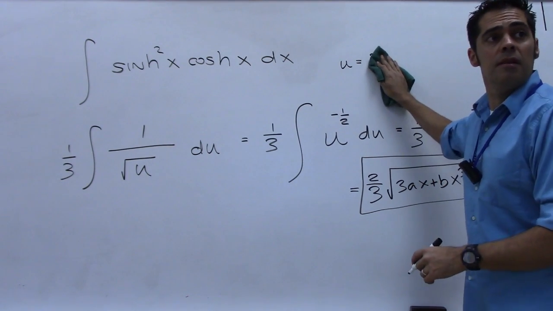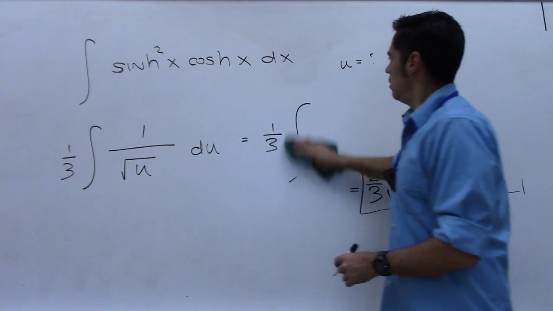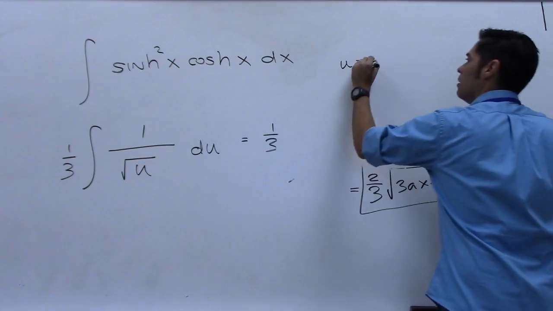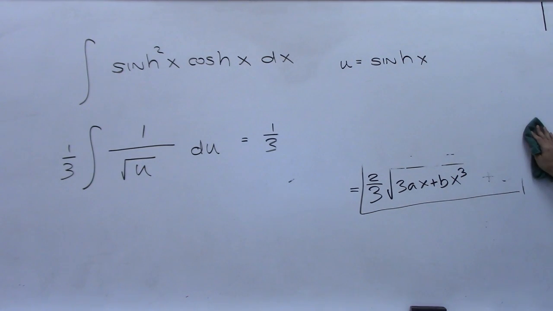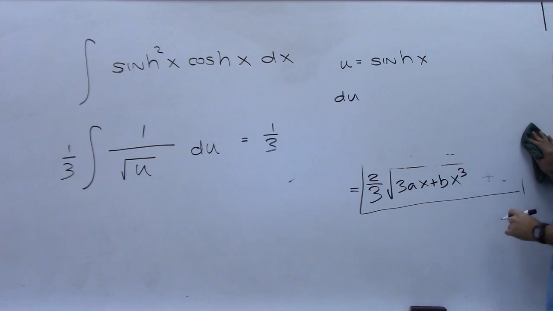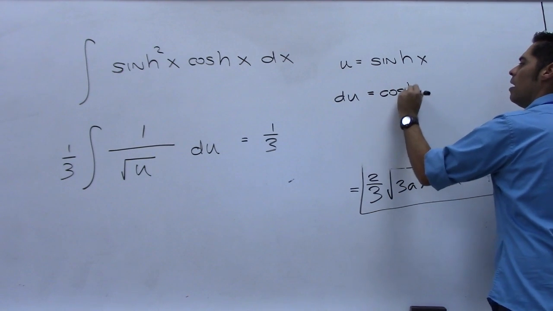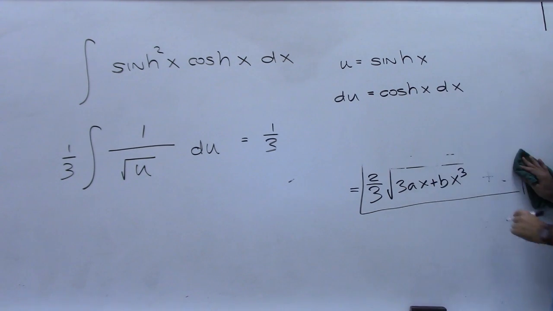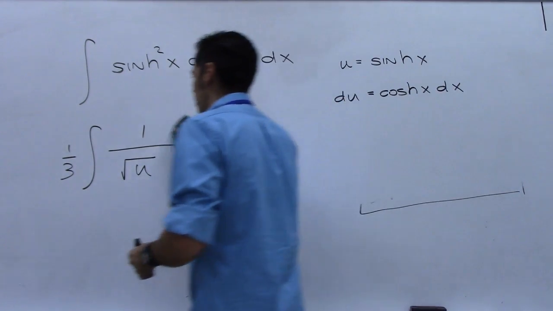Any thoughts on it? Sine hyperbolic, sine hyperbolic x, right? The derivative of that. What's that? You did the whole thing? Yeah, the derivative of this will be cosine hyperbolic x dx. And then that's pretty straightforward for the substitution.